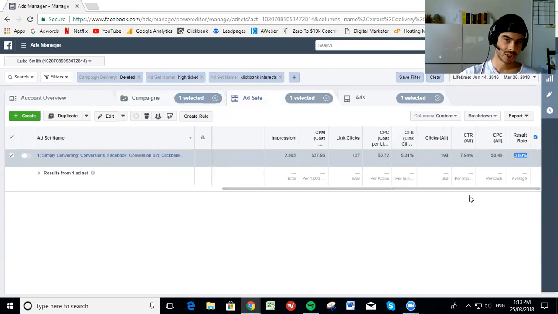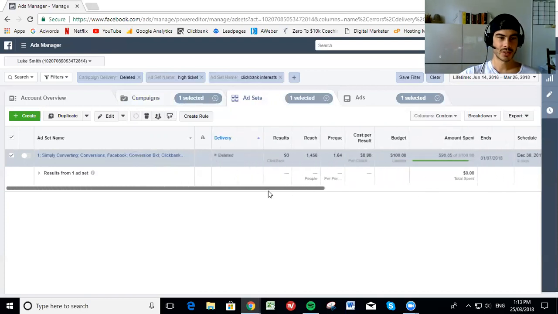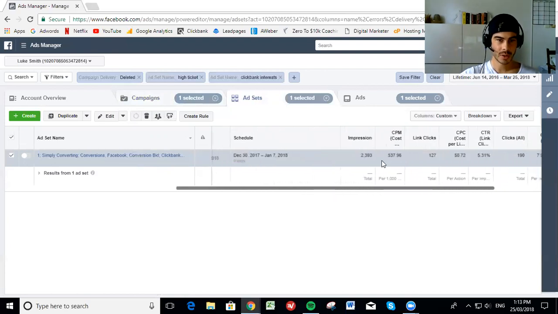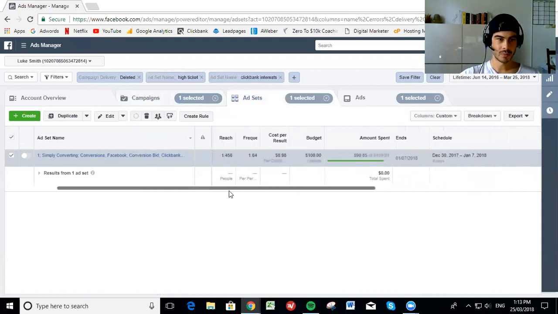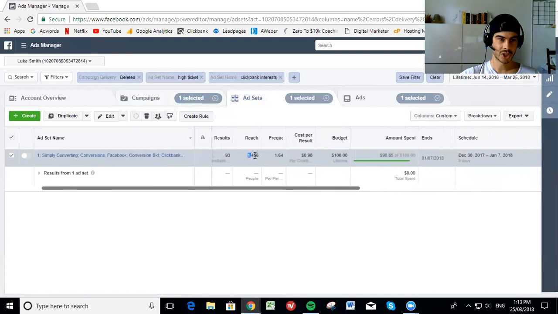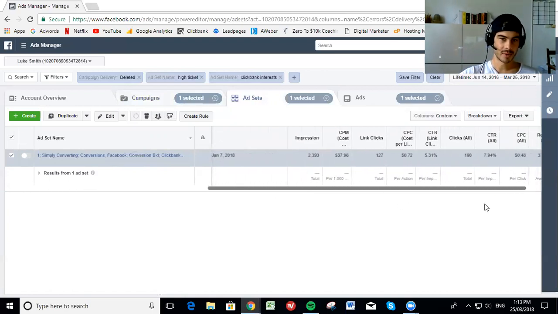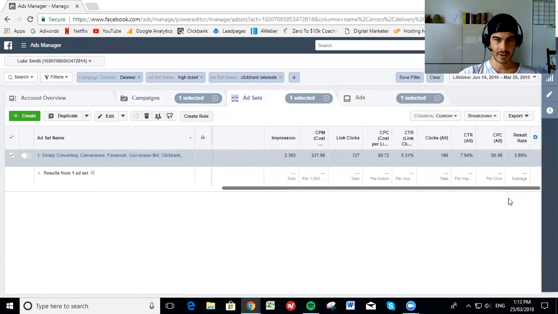This is a conversion objective, so the result rate here is showing my conversions, 93, divided by the number of impressions, which here is 2,393. So it hasn't actually served out that many impressions, and most of them are unique. So the reach there is 1,456, and that's why we have a low frequency still. So it's very efficient at the moment. I might enable this again in the future and see how it goes.